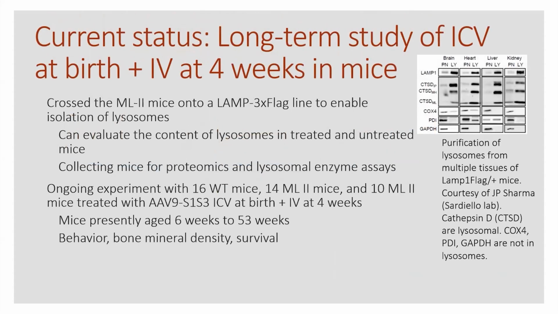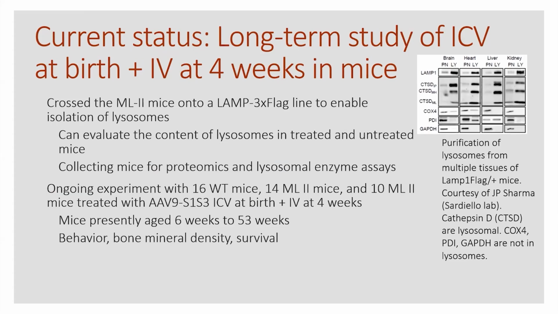So at this stage, we have a cohort of mice that are being treated with ICV at birth plus IV at 4 weeks of age. This is an ongoing experiment. We have enrolled 16 wild-type mice, 14 ML2 mice, and 10 ML2 mice that have been treated in this manner. The mice are presently aged 6 to 53 weeks, so we are in the process of studying them with behavior assays, bone mineral density and content, and survival.